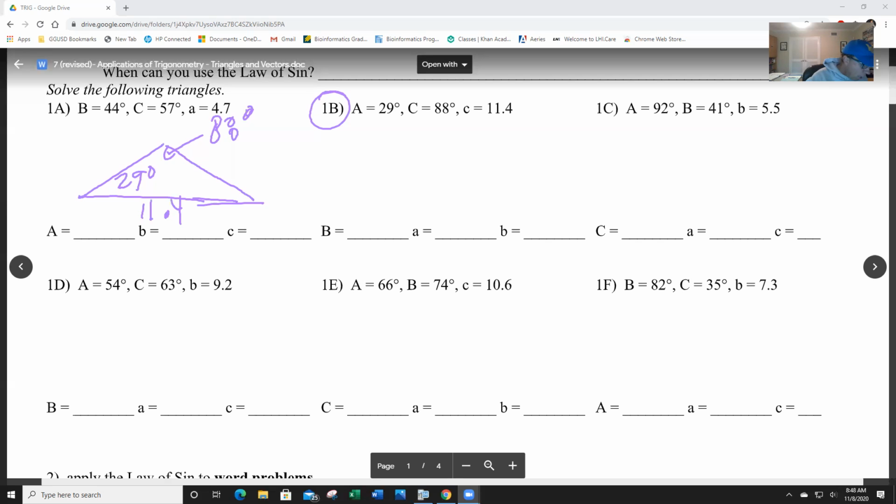All right, so I'm going to go ahead and get B. B is 63 degrees right here. That's pretty easy to get just by using the 180 rule. And now my ratios are all set up. I have 3 angles, no problem. I'm going to set these up pretty easily. So we have C, 11.4 over the sine of 88 degrees.